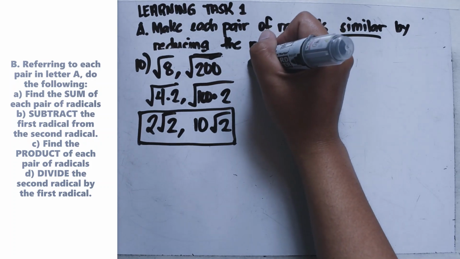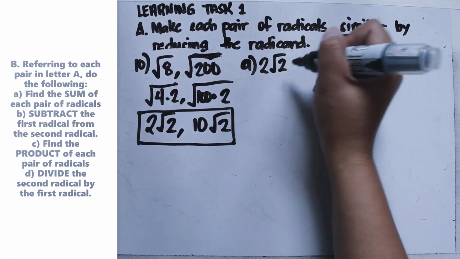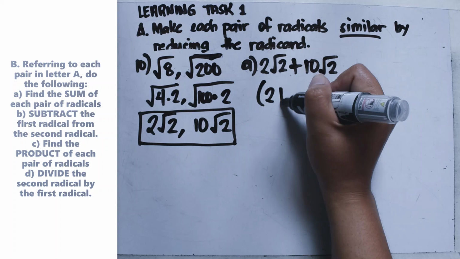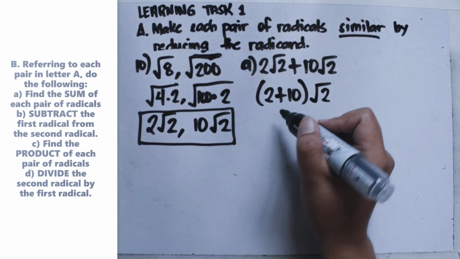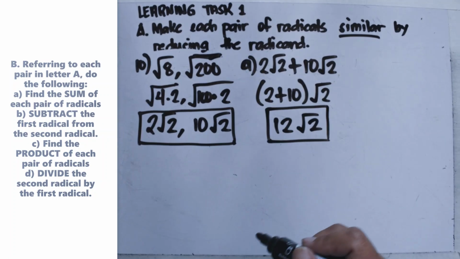So, let's now answer letters A to D. So, letter A na tayo, find the sum. So, we have 2 square root of 2 plus 10 square root of 2. So, add the numerical coefficient. We have 2 plus 10 and then copy the same radical. So, 2 plus 10 is 12 and then copy square root of 2. So, this will be our final answer sa letter A.